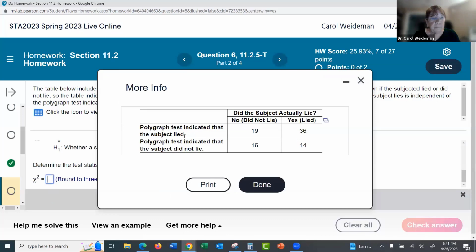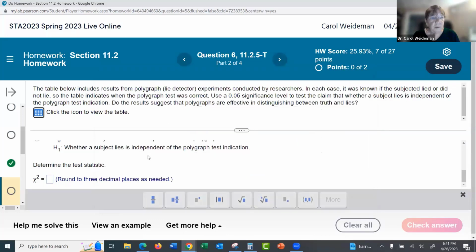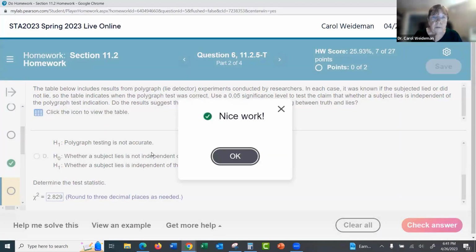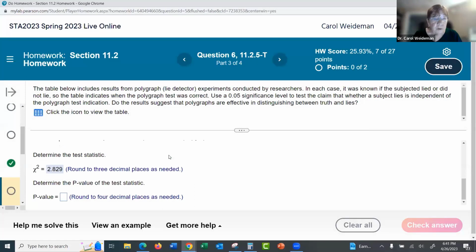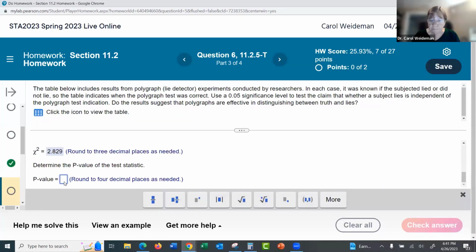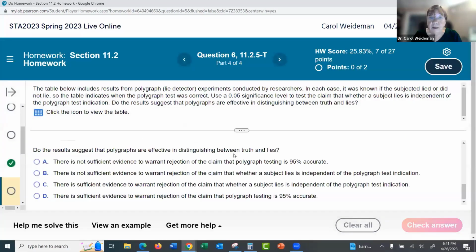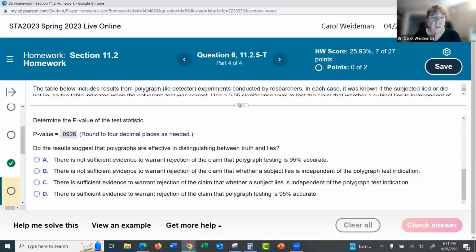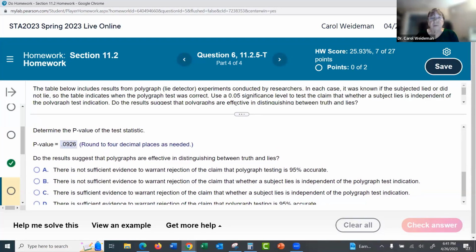2.829. And then they want the p-value to 4 decimals. Where'd my output go? Hold on, here it is. My p-value was 0.0926. All right, and we are testing at 0.05. So we have a p-value of 0.0926 and we're testing at 0.05.